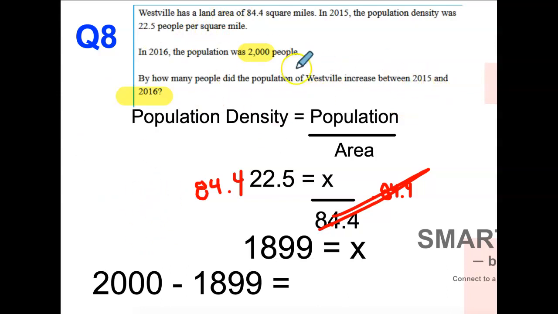Now to figure out how much the population grew between 2015 and 2016, we need to take our population in 2016, which was 2,000, and subtract the population in 2015, which was 1,899. So to answer the question and figure out how much the population grew, you need to use Desmos to do 2,000 minus 1,899.